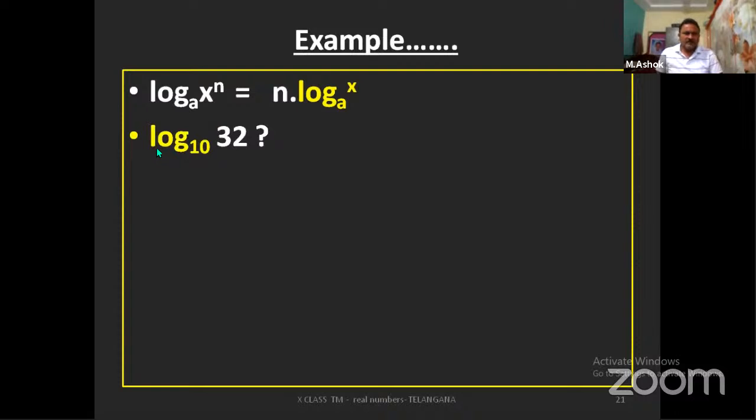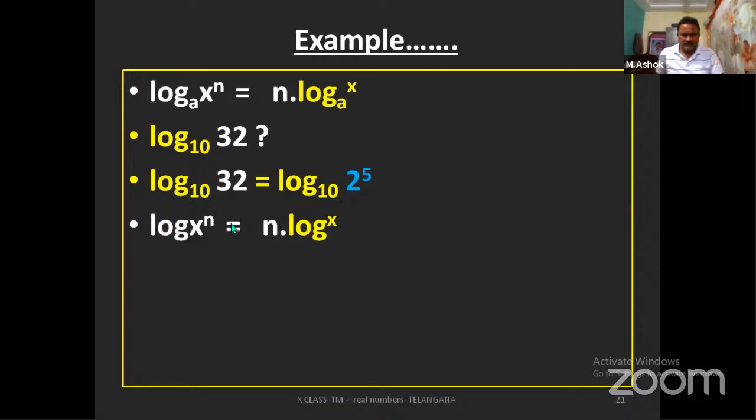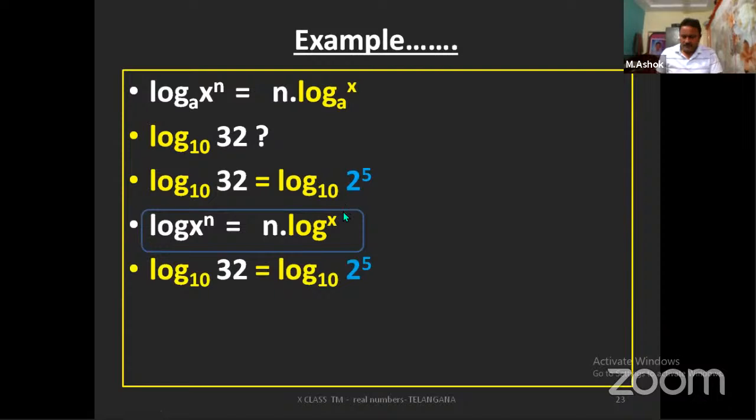So the first question is log 32 base 10. Our doubt is, there is no power here, how to solve? But write 32 as 2 to the power of 5. So based on this formula, log x to the power of n is equal to n into log x, the power 5 comes here. So 5 into log 2 base 10. This is the answer. So log 32 base 10 is equal to 5 into log 2 base 10.